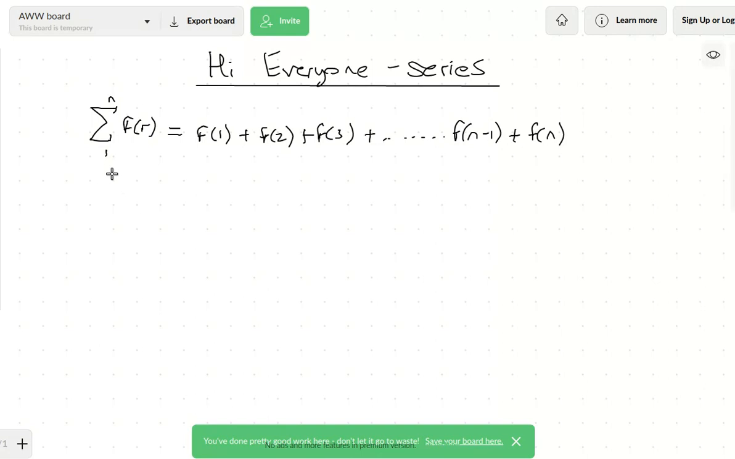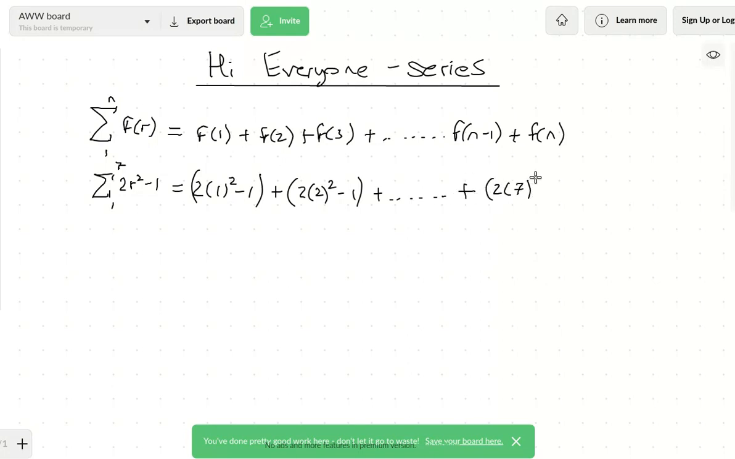So let's take a few examples. We've got, let's say, 2r squared minus 1 from 1 up to 7. That simply means 2 times 1 squared minus 1 plus, and let's put this in brackets so it's clear, plus 2 times 2 squared minus 1. Now, I won't write them all down, because obviously it will get very boring, but all the way up to 2 times 7 squared minus 1, and that would complete the sequence. So that's what sigma actually does.